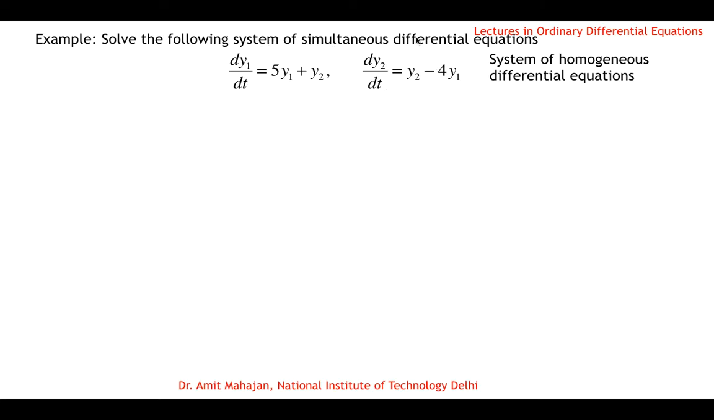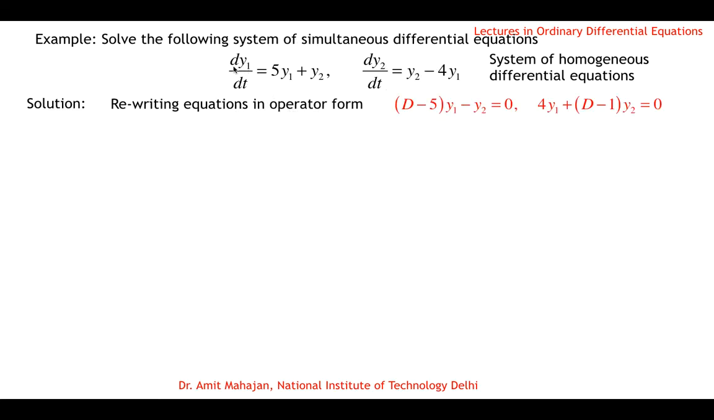This equation we first write in operator form. With d by dt we write as capital D. So this is Dy1 minus 5y1, so we can write it as (D minus 5)y1, and this y2 also goes to the left hand side, so minus y2 is equal to 0. And in the other equation, 4y1 plus Dy2 minus y2, so that's (D minus 1)y2, is equal to 0. So now it's a functional operator on y1 minus y2 equal to 0, and 4 times y1 plus an operator on y2 equal to 0. So the right hand sides are 0, so it's a homogeneous system.